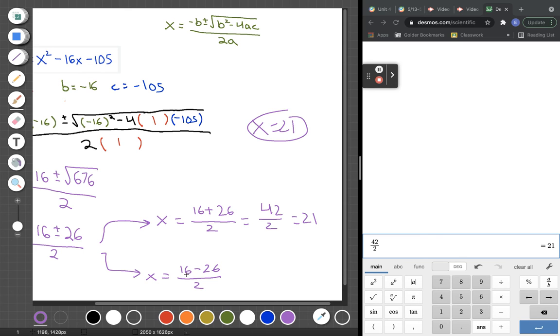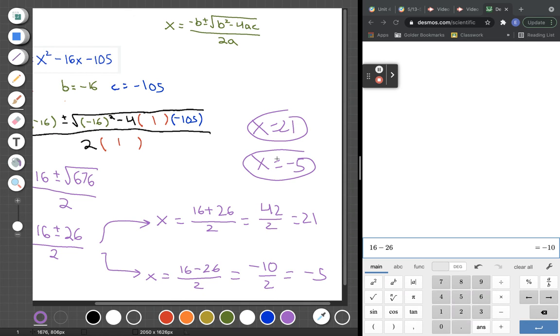The other one we're going to minus. So 16 minus 26. We get negative 10. So this equals negative 10. Still have over 2. Well, I don't even need to use a calculator. I know that that's going to be negative 5. So my other x equals negative 5.